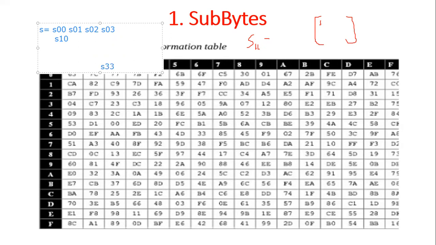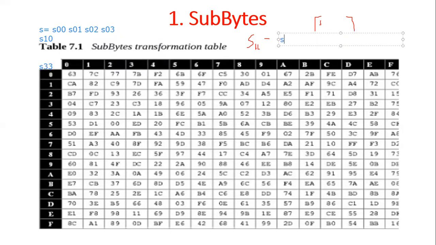In that case, I am assuming that the given value of S11 is 53. So this is the state before the SubBytes operation. This is the lookup table, which is generated from the GF(2^8) polynomial. Suppose this table is given. So S11 is 53, and we check the corresponding value for 53.